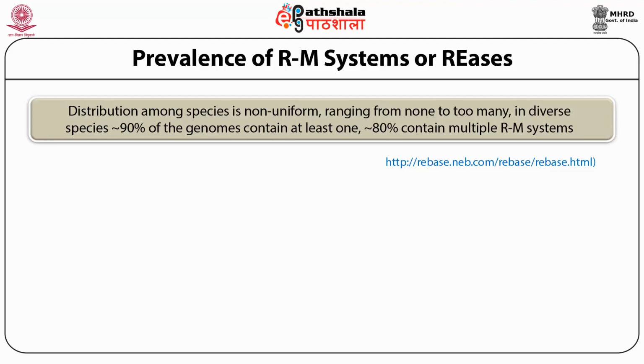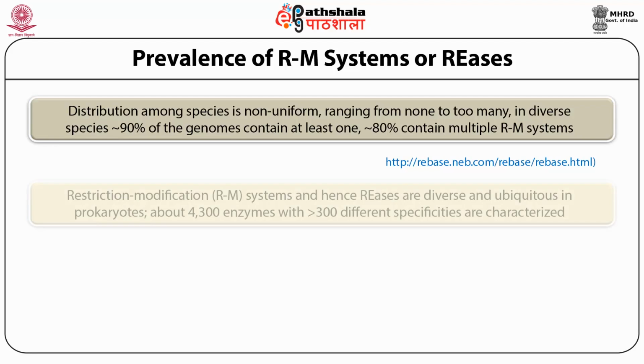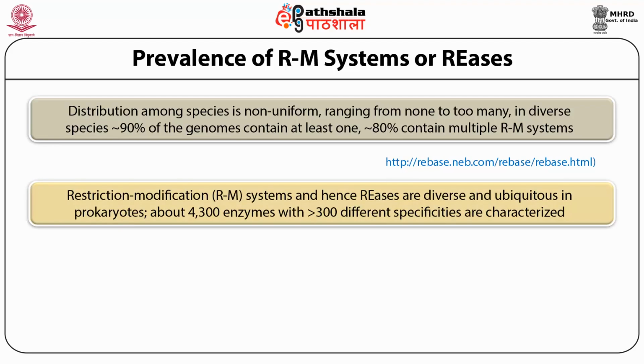For example, in diverse species, in at least 90% of the genomes at least one RM system has been found, and about 80% have been shown to contain multiple RM systems. These restriction modification systems, and hence REases, are diverse and ubiquitous in prokaryotes. So far, about 4,300 enzymes with more than 300 different specificities have been characterized.